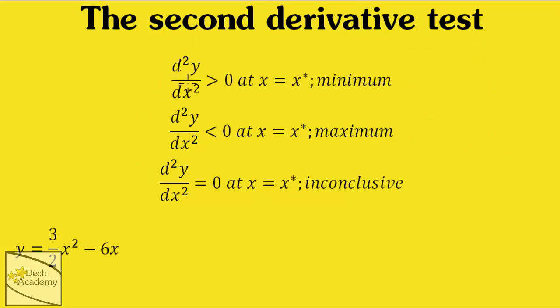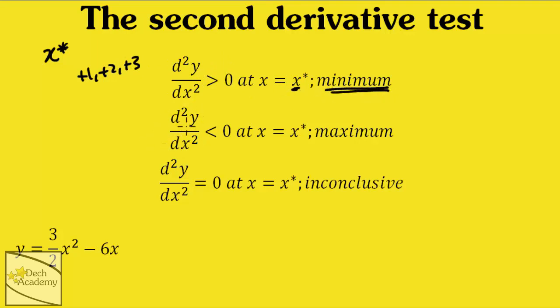If the second derivative of a function is positive at the stationary point, so by x star I mean the x coordinate of the stationary point. If the second derivative is greater than 0, that means it has a positive value. Numbers greater than 0 are +1, +2, +3, so positive numbers. If the second derivative is greater than 0 at the stationary point, the stationary point is a minimum.